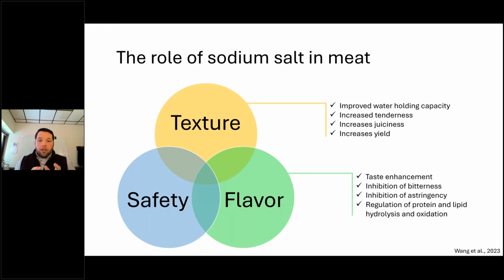So there's a textural and a flavor component to sodium addition that we certainly have to know when we talk about reducing sodium. But of course, the key factor is safety, which is what I'm going to spend a lot of time discussing, because safety is, of course, our number one priority. We must consider all of these being impacted when we talk about reformulation as well. I want to note that.